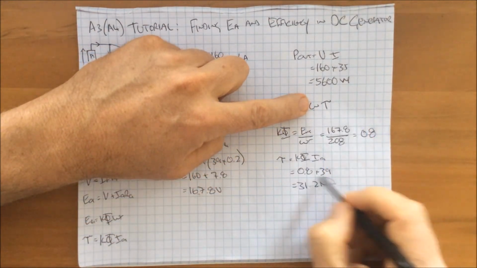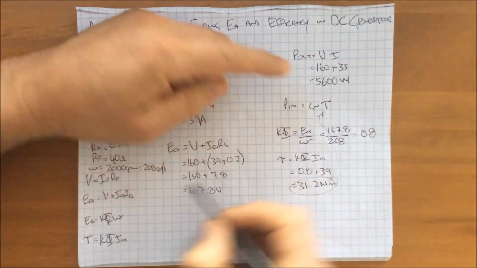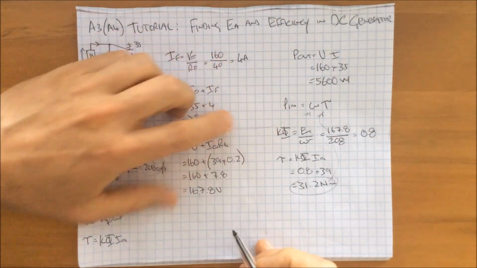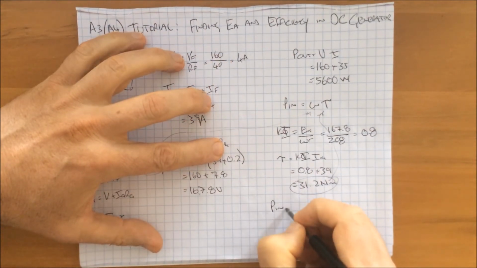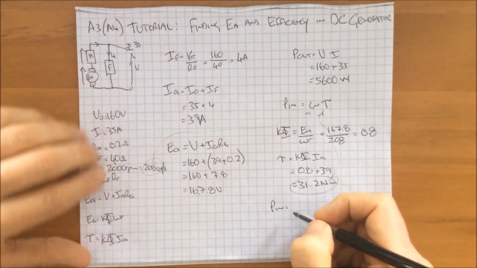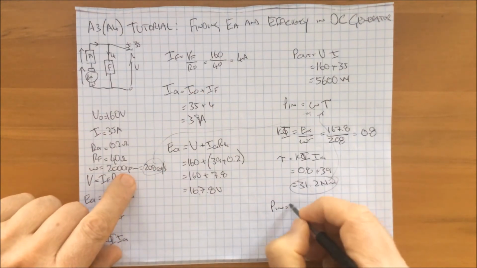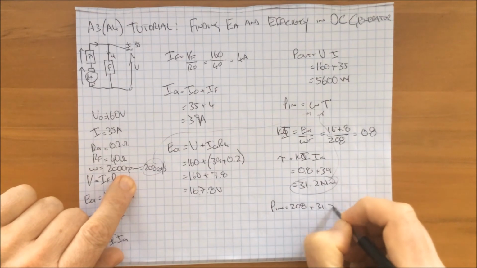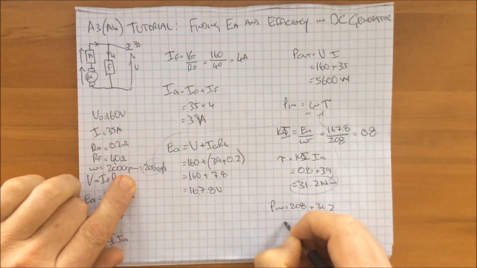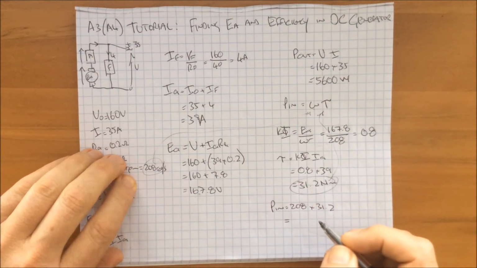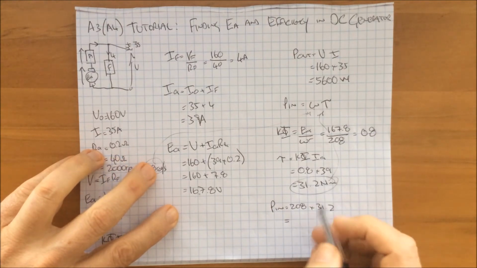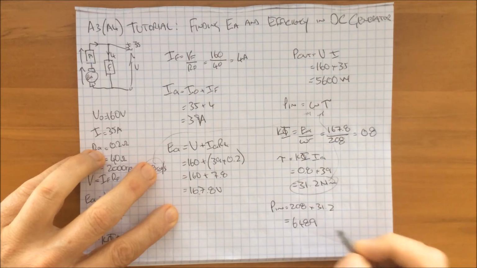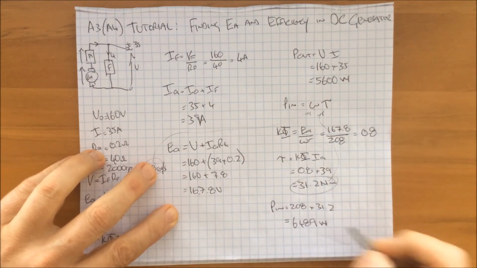We can therefore find out up here, we can take that value, stick it into there. We've got our rotational speed, that goes into there. So the input power is 208 times 31.2, which gives us 6,489 watts of energy on the input.